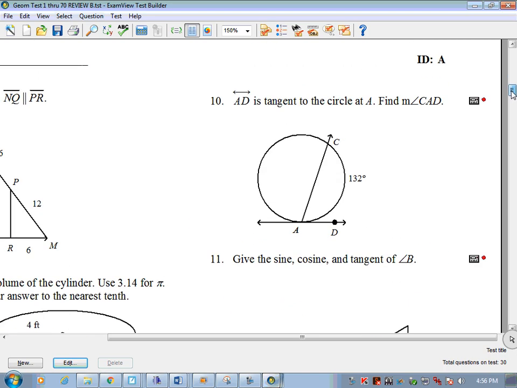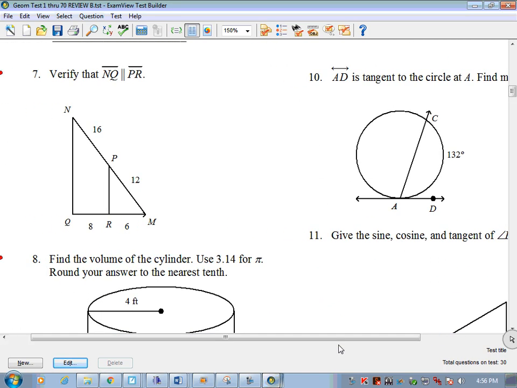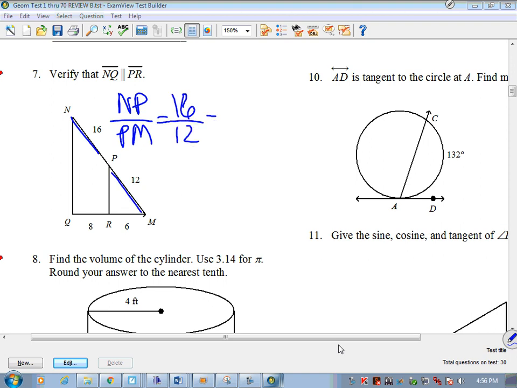Okay, let's go down to number 7, which is crossed over here. Verify that NQ is parallel to PR. We've seen this before. All right, we're going to put NP over, let's do PM. Okay, so we're going to keep this side over this side. It's going to be equal to 16 over 12, which is going to be equal to 4/3. And if NQ is parallel to PR, then QR over RM, which is 8/6, will be equal to the same 4/3. In this case, it is.